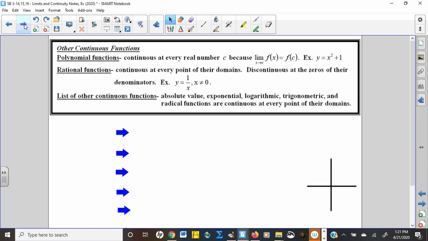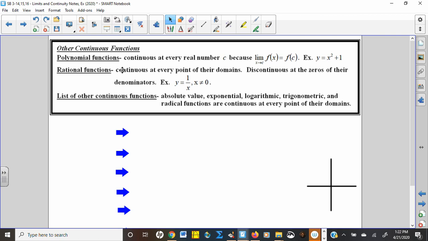Other continuous functions. So all polynomial functions are continuous everywhere because they're defined everywhere, they're smooth, they're beautiful. They're calculus's favorite functions. They should be yours too. Rational functions are continuous everywhere except where their denominators are equal to 0.